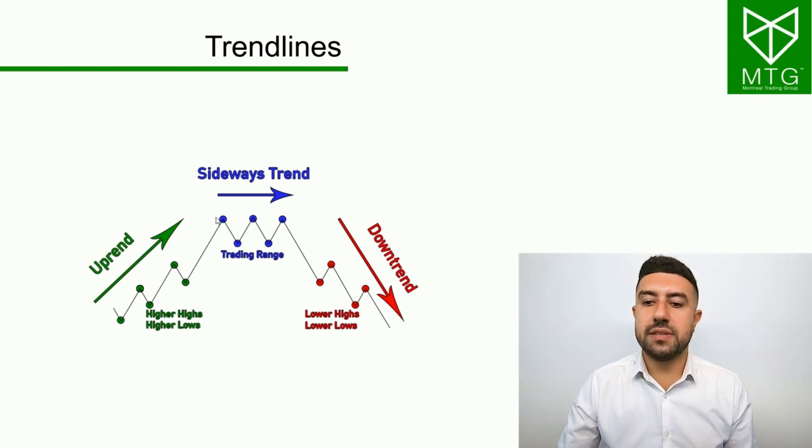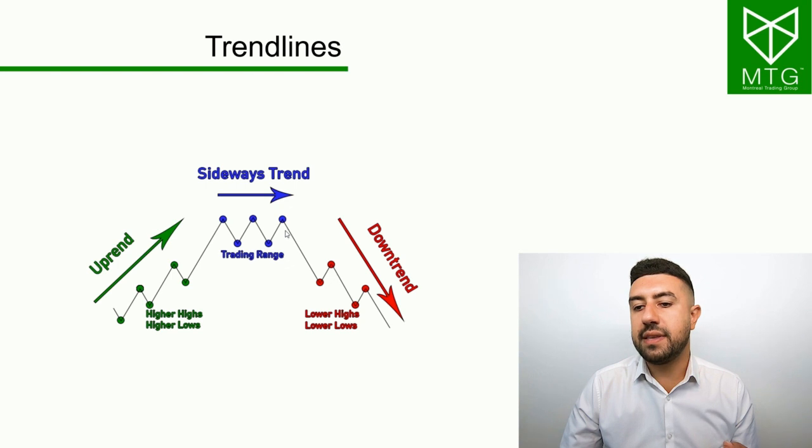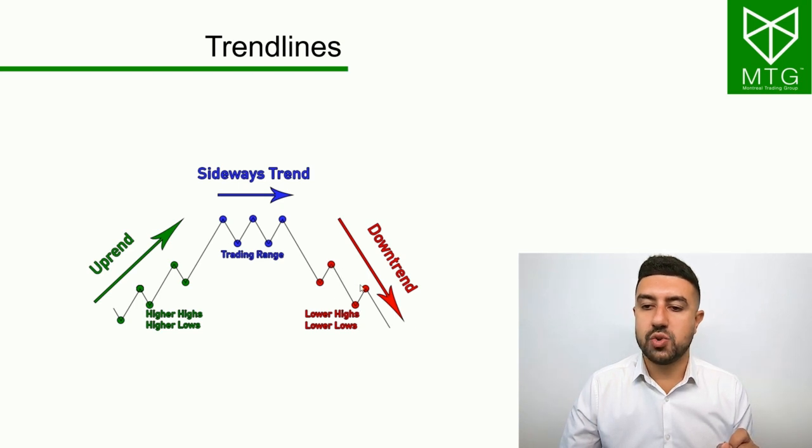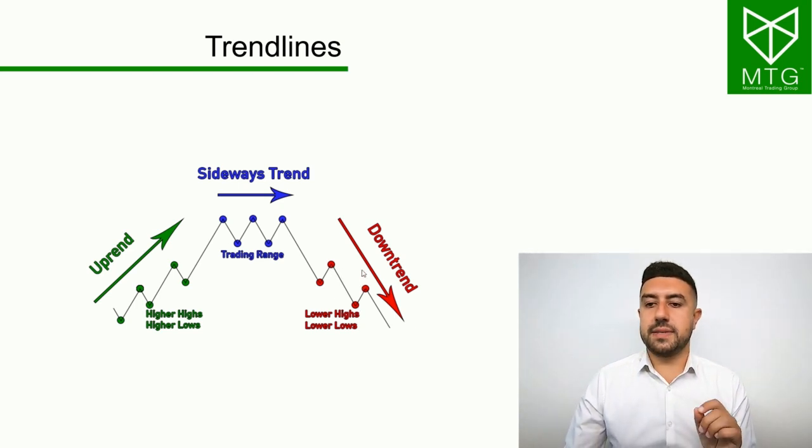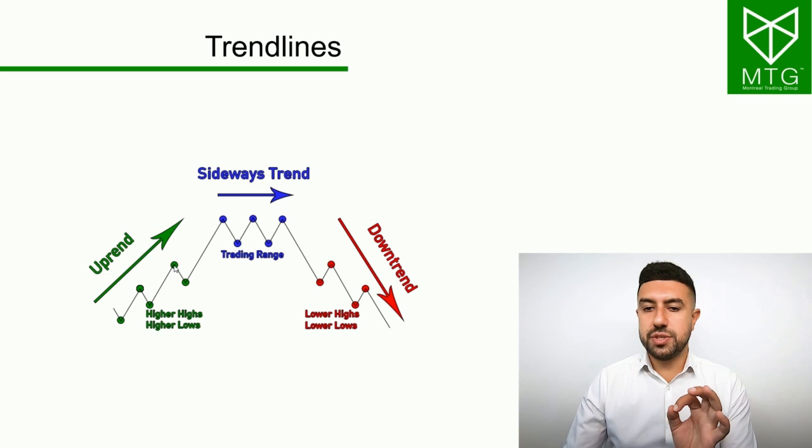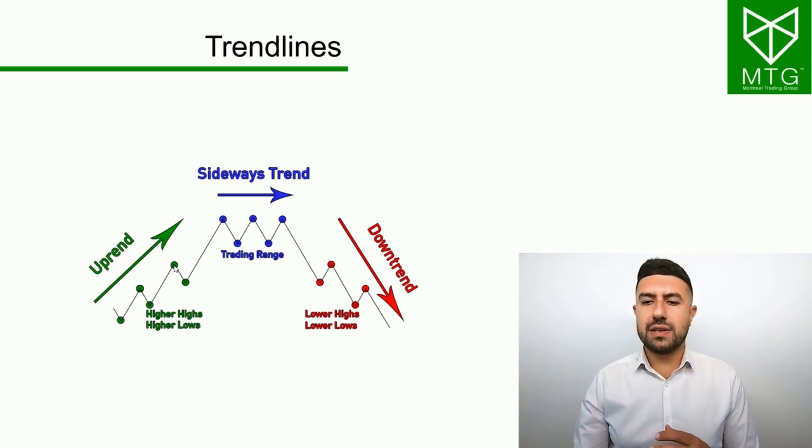If it's going sideways, so the lows are at equal prices to each other, and the highs are at equal distances from each other, then we say it's going sideways, it's trading in a range. And then if it's going down, we say it's a downtrend. So a downtrend is going to have lower lows and lower highs as well. Okay. And when something is going in a direction, it has some type of momentum.